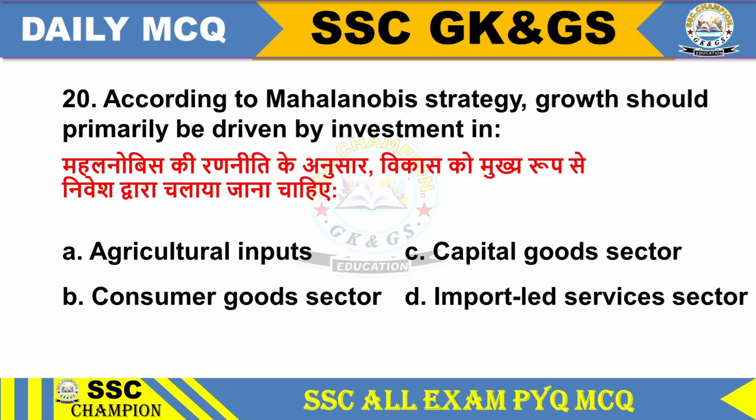Question 20. According to the Mahalanobis strategy, growth should primarily be driven by investing in which sector? Option A: agriculture inputs, option B: consumer goods sector, option C: capital goods sector, option D: import-led service sector. Right answer: option C, capital goods sector. According to the Mahalanobis strategy, growth should primarily be driven by investment in the capital goods sector.